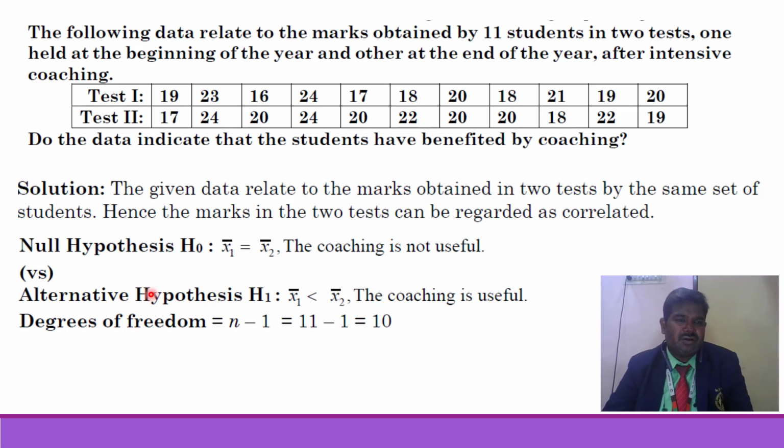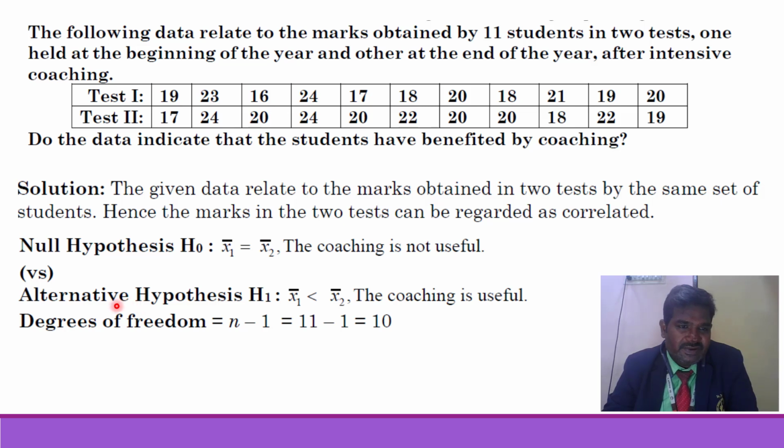So now we can choose the null hypothesis H0: X1 bar is equivalent to X2 bar. The coaching is not useful. That is, both the averages are the same, so there is no significant difference. So the coaching is not useful. Once X2 bar is greater than X1 bar, then the coaching is very useful.